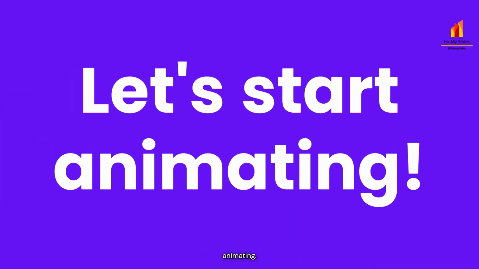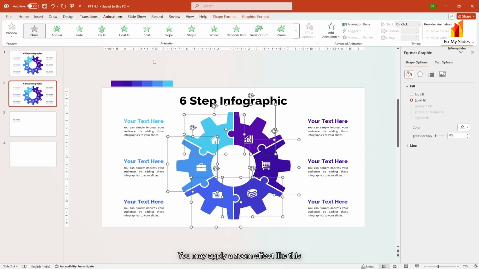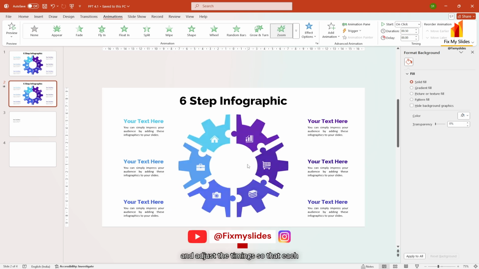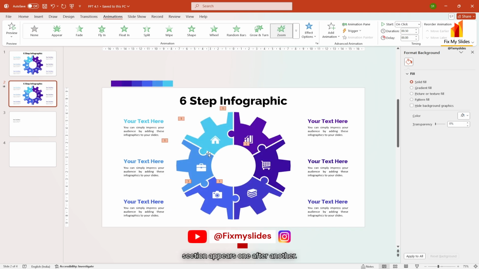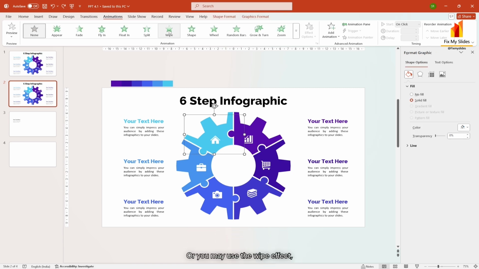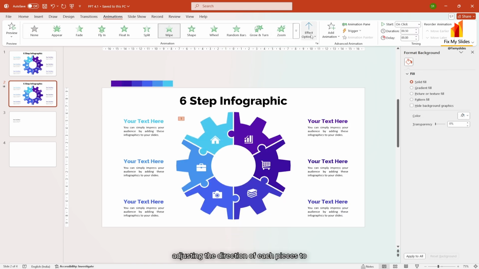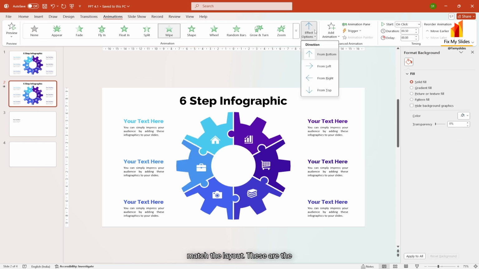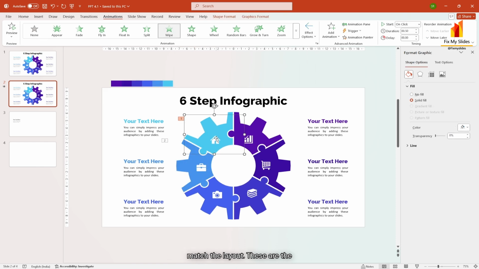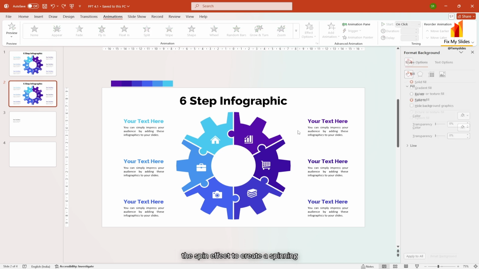Now let's start animating. You may apply a zoom effect like this and adjust the timings so that each section appears one after another. Or you may use the wipe effect, adjusting the direction of each pieces to match the layout. These are the great effect options available to us. But let's take it to the next level by using the spin effect to create a spinning wheel animation where each piece appears in a sequence.